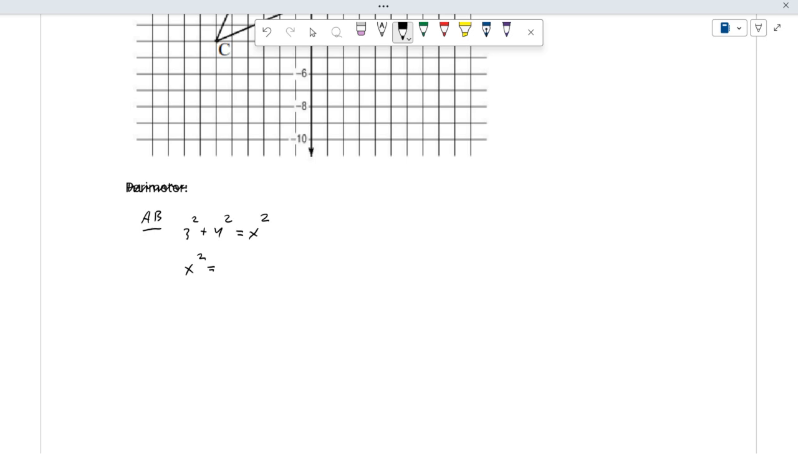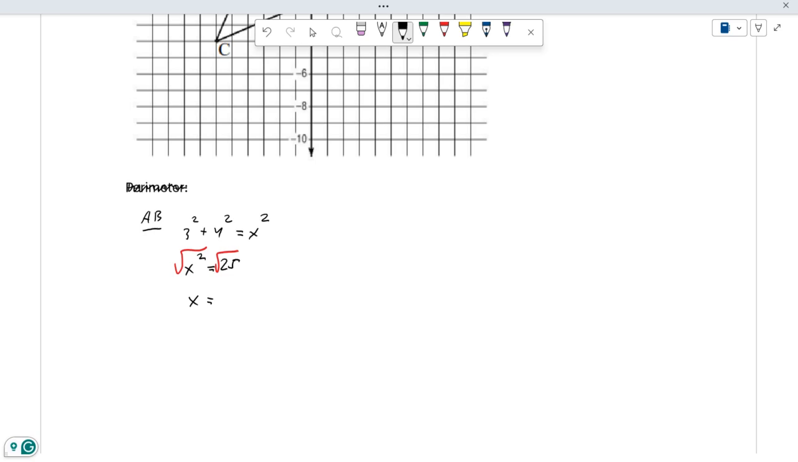You could either go to your calculator and type it in, or just do the steps individually. 3 squared is 9, 4 squared is 16. You add them together and you get 25. I want to get x, so that means I need to find the square root of both sides to get rid of that square. So the square root of x squared is just x.